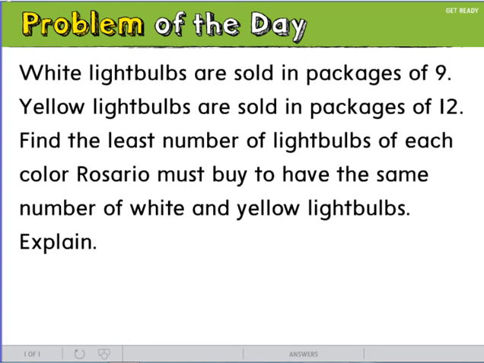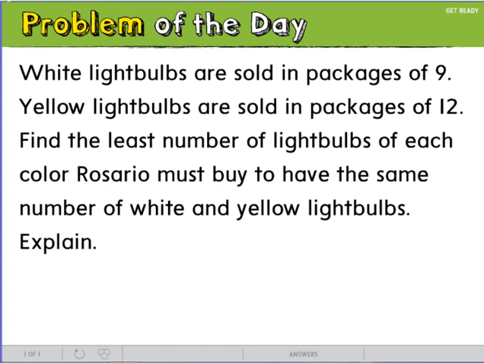Our first one, our problem of the day, says white light bulbs are sold in packages of 9. Yellow light bulbs are sold in packages of 12. Find the least number of light bulbs of each color Rosario must buy to have the same number of white and yellow light bulbs. Explain.